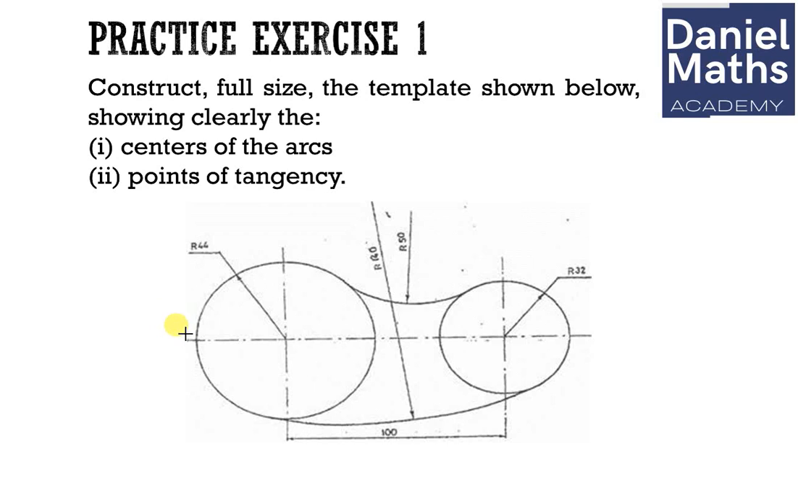All right. So first of all, we need to create this center line. The distance between the center of circle A and circle B is given as 100 millimeter. So let's first of all get that done.